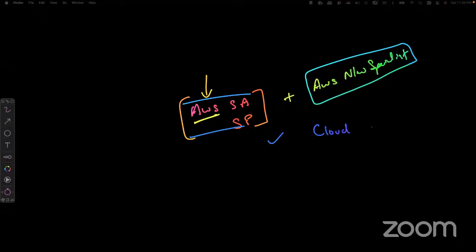So once you know about cloud, you will be able to create networks in the cloud. Suppose you have an office in Delhi, you have a router here, you have a firewall here, you have a LAN network here.